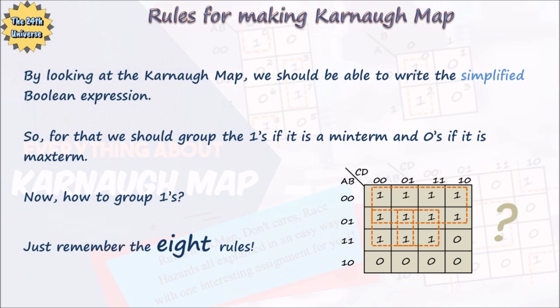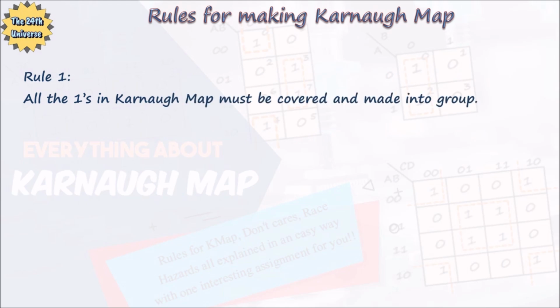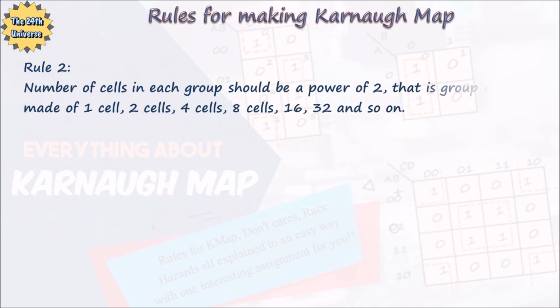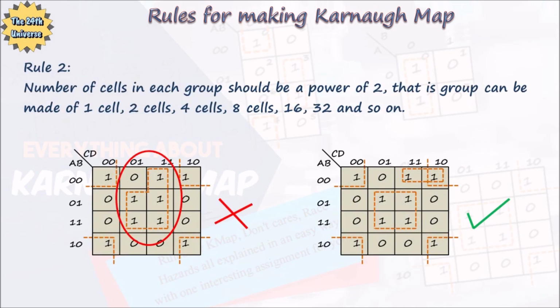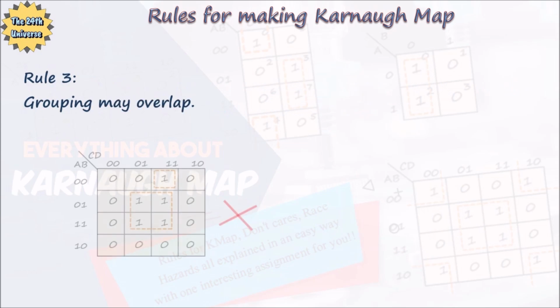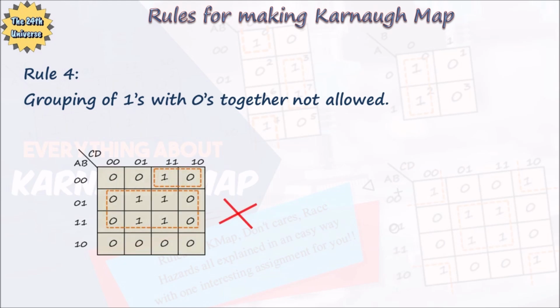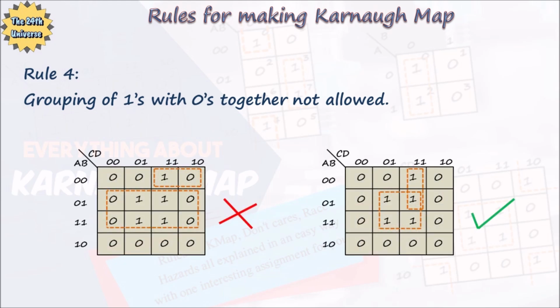Now how to group ones? Just remember 8 rules. Rule number 1: all the ones in the Karnaugh map must be covered and made into groups. Rule number 2: the number of cells in each group should be a power of 2, that is, a group can be made of 1 cell, 2 cells, 4 cells, 8 cells, 16, 32 and so on. Rule number 3: grouping may overlap. Rule number 4: grouping of ones with zeros is not allowed.